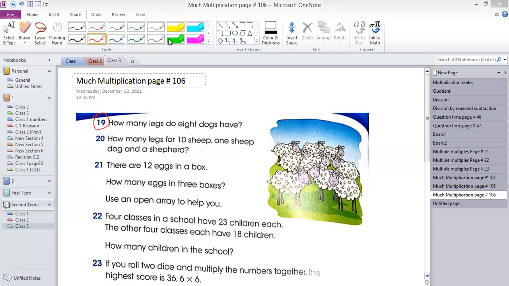What is the answer? I'm reading the question for you first. How many legs do 8 dogs have? 8 dogs. So first you should know that one dog has how many legs? One dog has 2 legs, 4 legs, 6 legs? You should know it. Then you can easily find out the legs of 8 dogs. Multiply that number by 8 and you will find out. Very good.